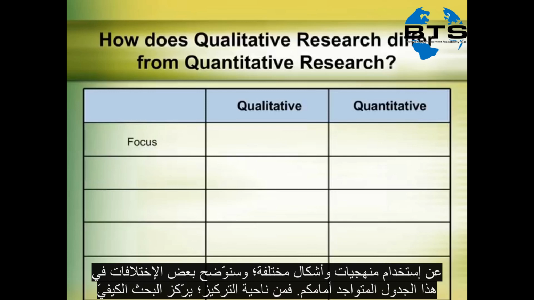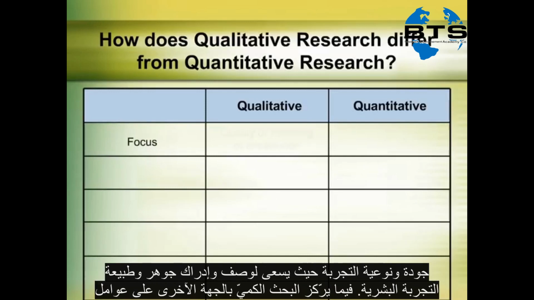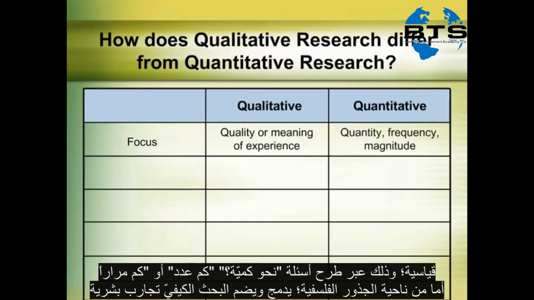Focus. Qualitative research focuses on the quality of experience, trying to describe or understand the essence or nature of human experience. Quantitative research, on the other hand, focuses on more measurable factors, asking questions such as how much, how many, or how frequently.